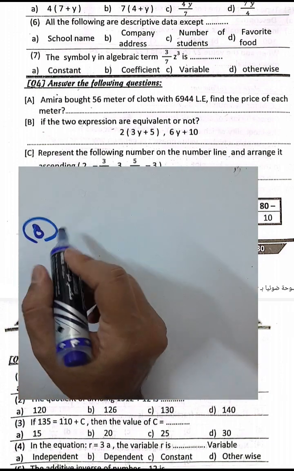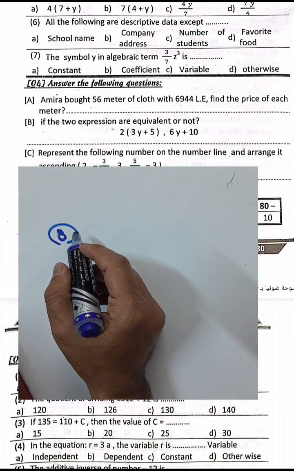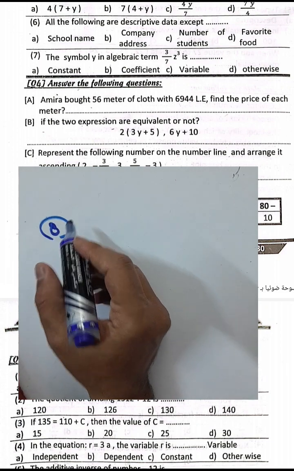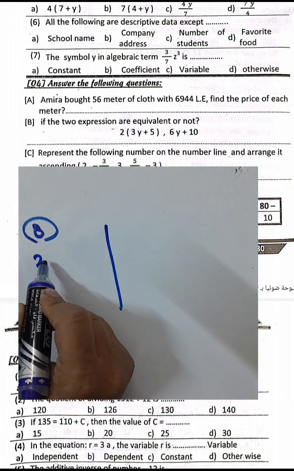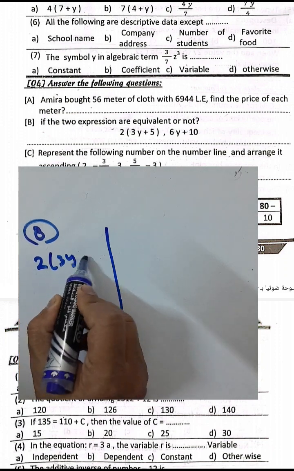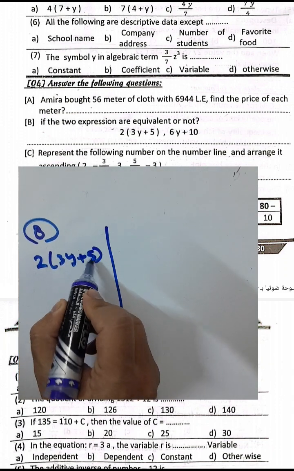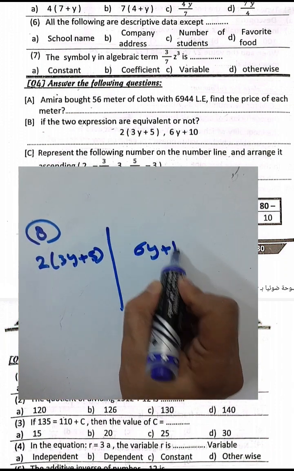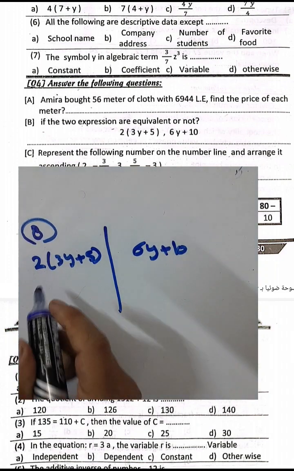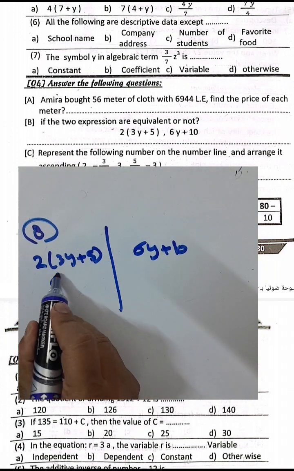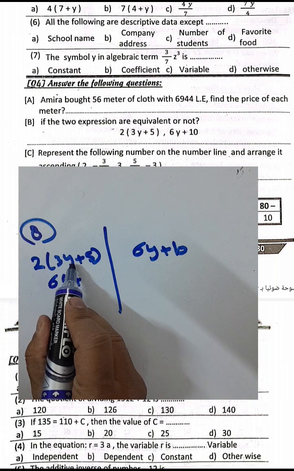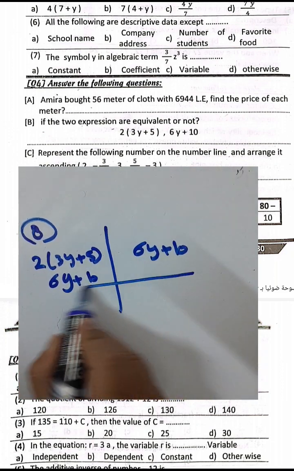Question 8. Are the two expressions equivalent or not? The first is 2 times (3y plus 5), and the second is 6y plus 10. We use the distributive property here. 2 times 3y is 6y, 2 times 5 is 10, so they are equivalent.